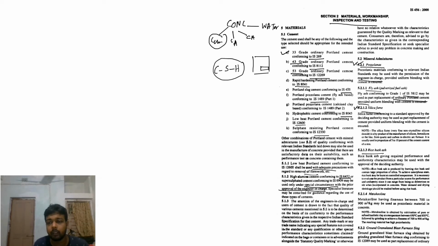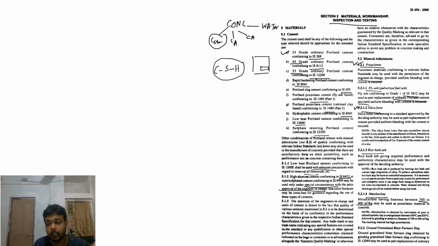Now we talk about the rice husk ash. Rice husk ash giving the required performance and uniformity characteristics may be used with approval. Same thing. Suppose you use metakaolin, then the fineness should be 700 to 900 square meter per kg, that is area per kilogram.